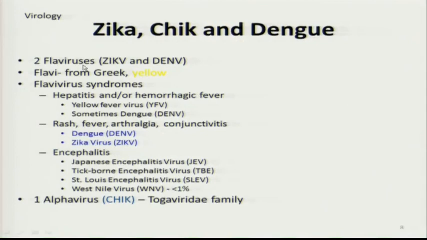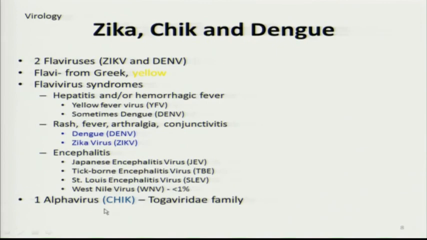A little bit of virology, just backing up a step. So we have 2 flaviviruses today and 1 alphavirus that we're talking about. Zika and dengue are the flaviviruses. Flavi is the Greek word for yellow, and that comes from one of the cousins, yellow fever virus, which is the dominant virus in this group. Sometimes dengue, but yellow fever can cause a severe hemorrhagic fever. You heard 5% of the time you can get the severe dengue shock syndrome and dengue hemorrhagic fever. Most of the time with dengue and Zika, it's a rash, fever, arthralgia, conjunctivitis, as you've heard. There are a number of flaviviruses that cause encephalitis, and I'm listing them here.